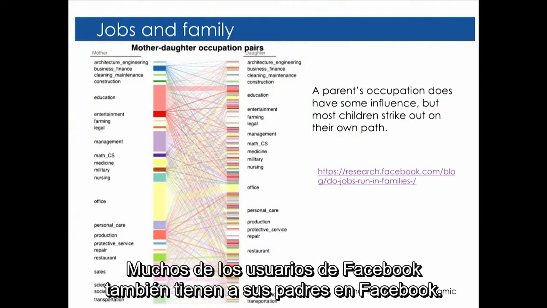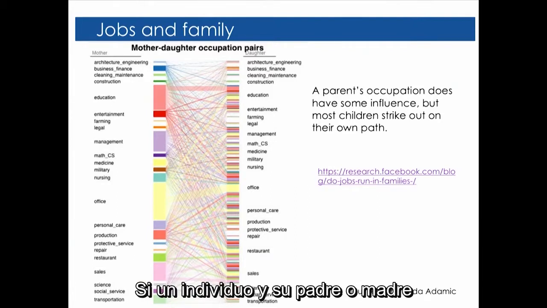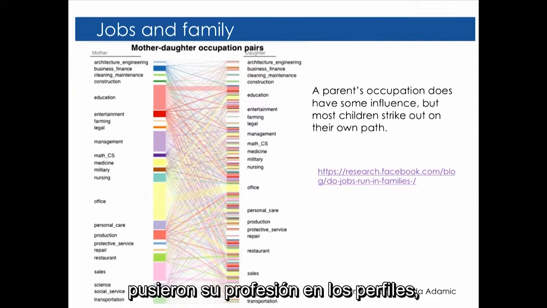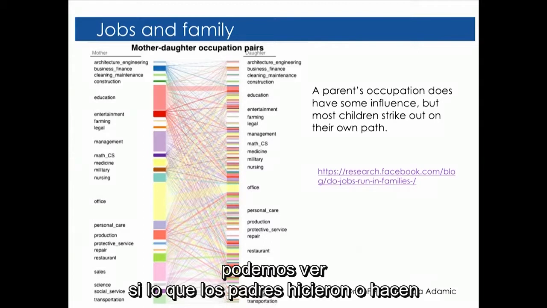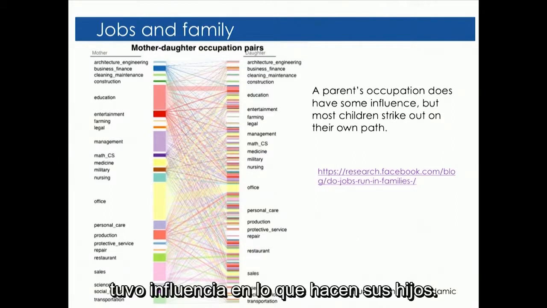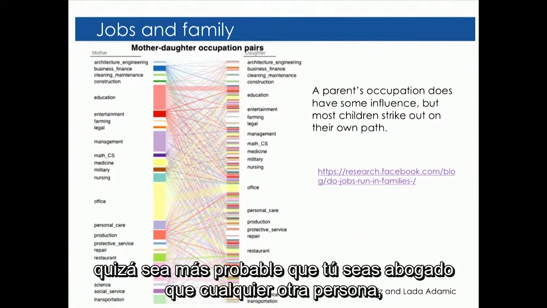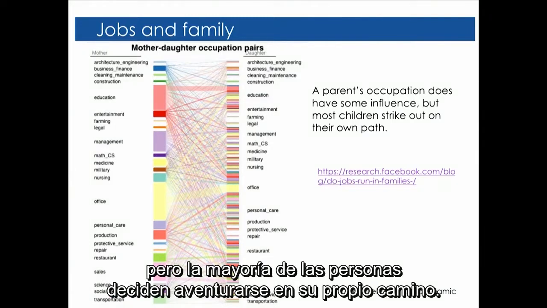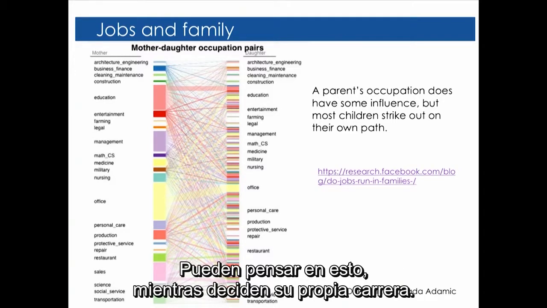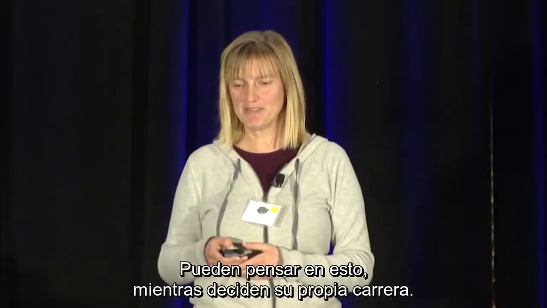Many people on Facebook also have their parents on Facebook. And if both the individual and their parent happen to have filled out their occupation in their profile, we can actually see whether what your parent did or does has influence on what you do. And sure, if your parent is a lawyer, you're probably several times more likely to be a lawyer than the random person. But most people are striking out on their own career paths. So you can keep that in mind as you decide on your own career trajectory.